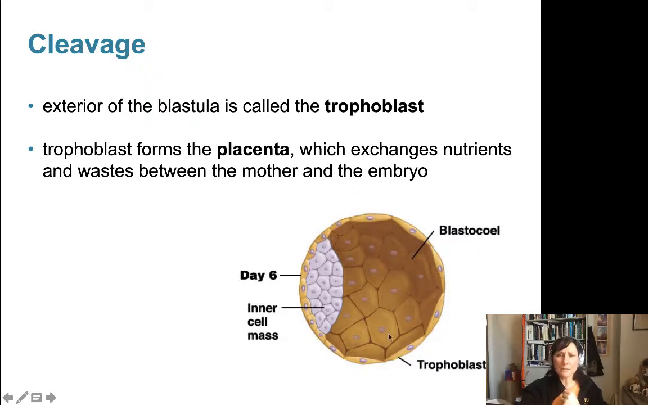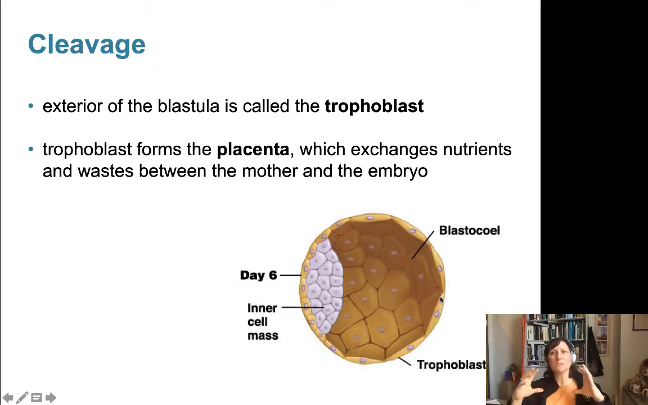These outer cells here are referred to as the trophoblast. And it's really just a hollow ball of cells. So you can think of it as being like a soccer ball. And the inside of this hollow area is referred to as the blastocele. But there's a second population of cells called the inner cell mass that you see right here. And so what's going to happen is the embryo itself is going to develop from this inner cell mass. The trophoblast is what's going to form the placenta.